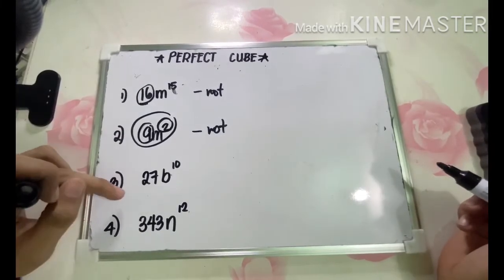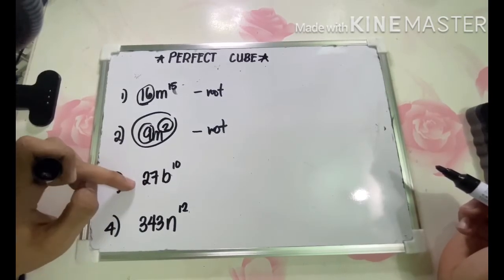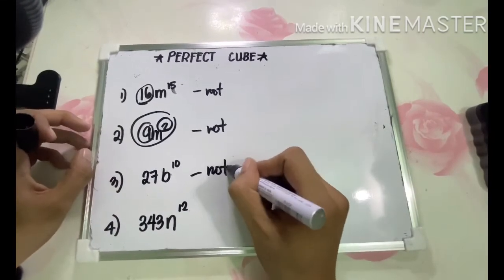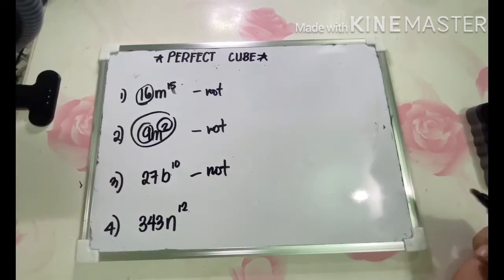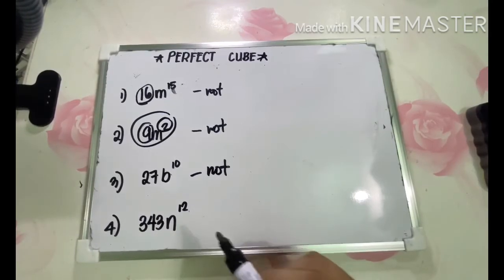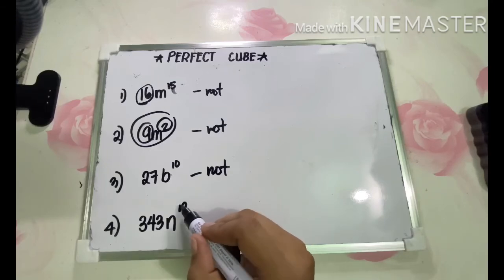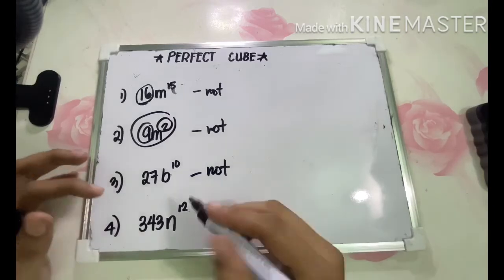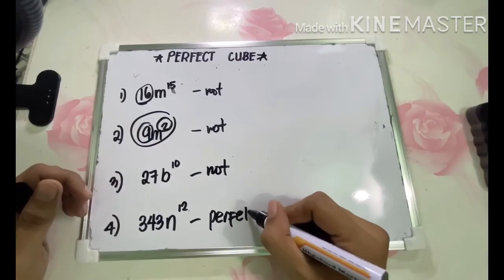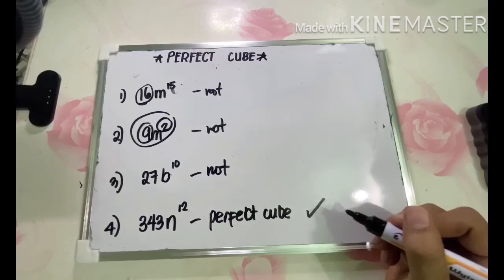Okay. How about number 3? 27b raised to 10. Here, 27 is a perfect cube, but 10 is not divisible by 3. So therefore, this is also not a perfect cube. How about number 4? 343 is from 7 times 7 times 7. And 12 is divisible by 3, right? So 12 divided by 3 is 4. Okay? So this makes the term a perfect cube.